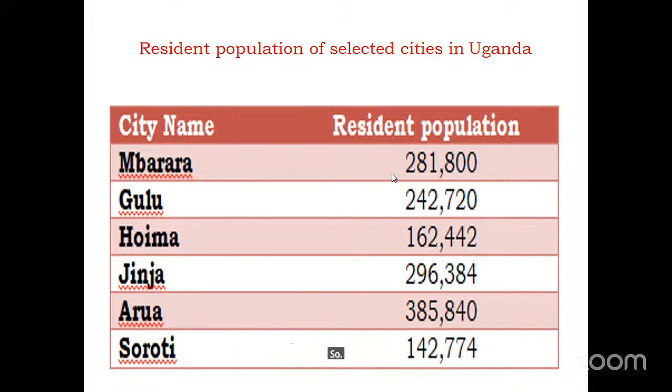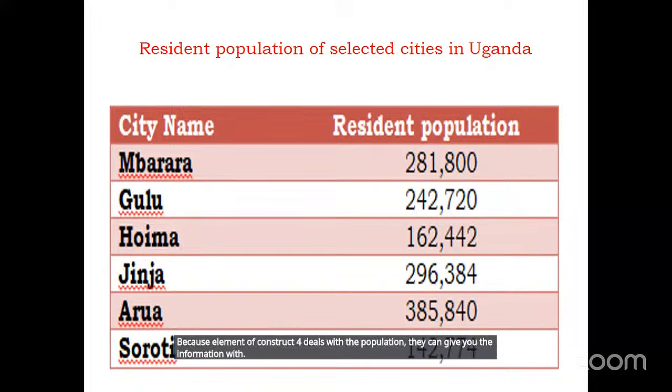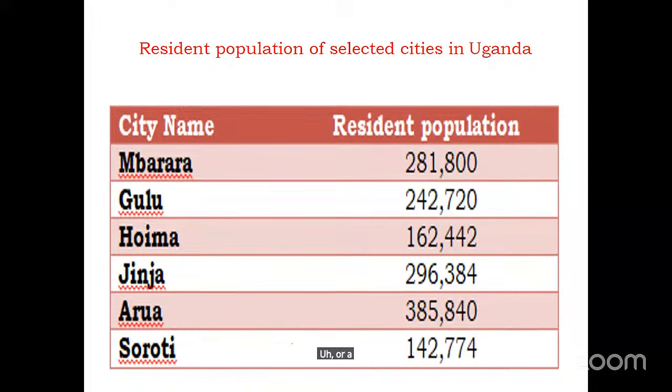So which graphs are we supposed to prepare? A pie chart, a bar graph, a line graph, a comparative line graph, a comparative bar graph, and a population pyramid. Because element of construct 4 deals with population, they can give you the information with a table of population structure, age structure, gender, male, female, and they tell you to construct a population pyramid.